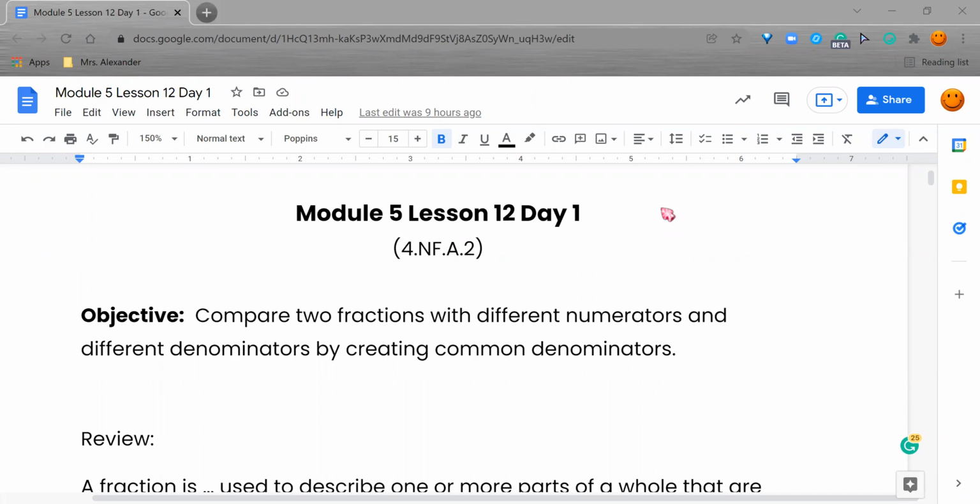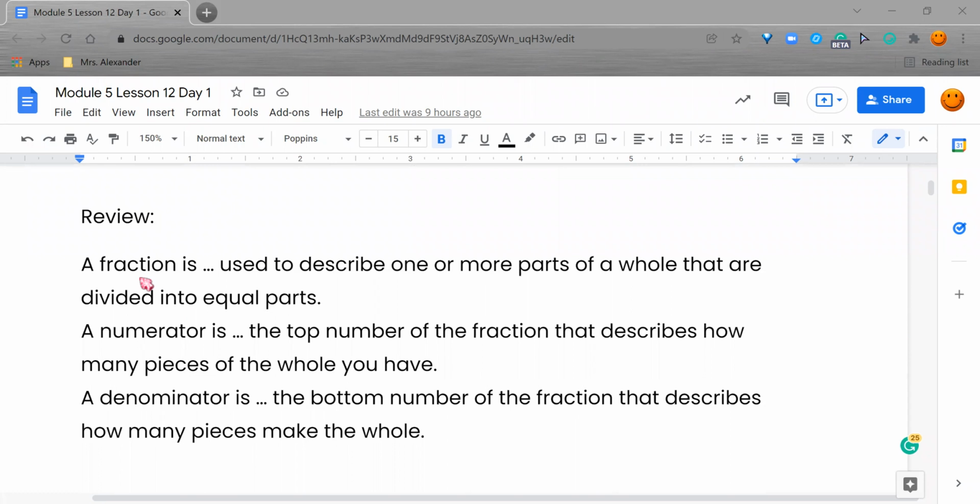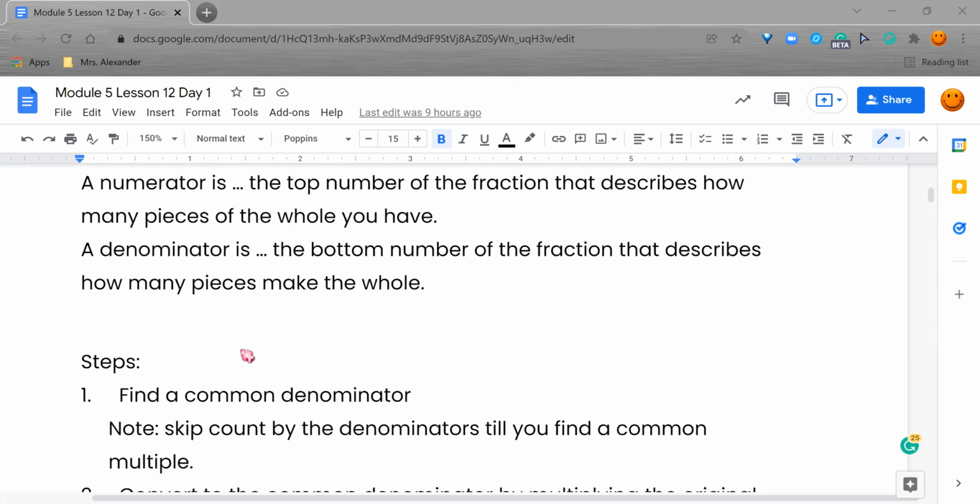We're turning this into a 2-day thing so we have more to practice. We're going to compare two fractions with different numerators and different denominators by creating a common denominator. Again, we're going to just remember what a fraction is, numerator and denominator. You guys know it. We just got to keep reviewing it so we remember.